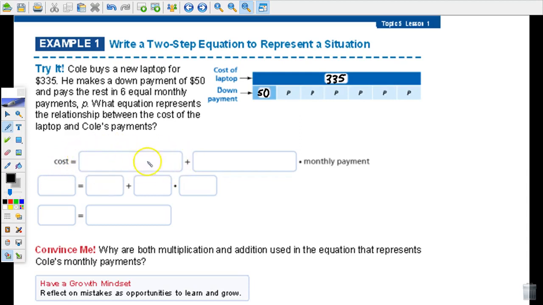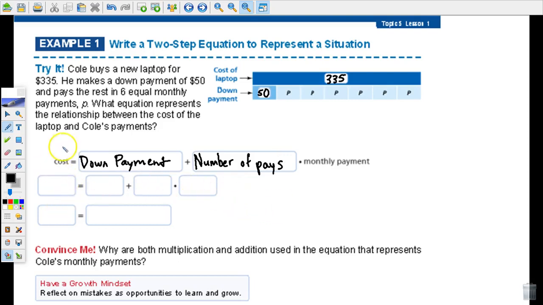There's no variable attached to this. It's just a one-time thing. So that is my down payment. Okay. Plus something times monthly payment. I would say number of payments, but I'm just going to say number of pays because I don't want to try and squeeze in payments. Okay. So now all we do is fill these in.